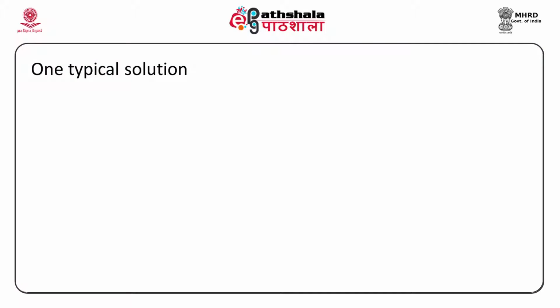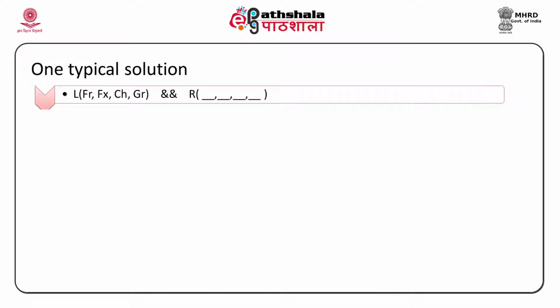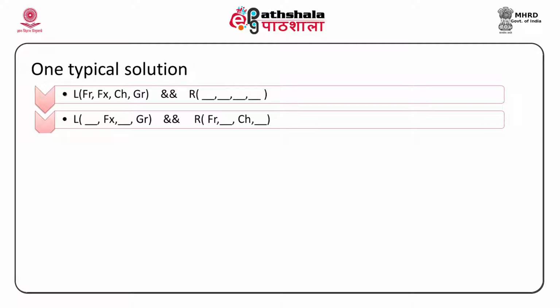One typical solution of the farmer, fox, chicken, grain problem is shown. You can see that you begin with all farmer, fox, chicken, grain on the left hand side and so on, and then you send farmer and chicken to the other side. Why?